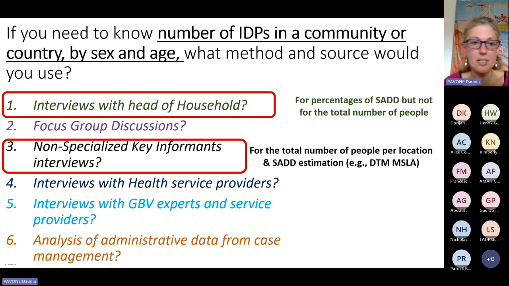Key informant interview, says Cassandre. Dorian, 3 and 4. Health service provider, Dorian? Is that what you meant? Are you sure?